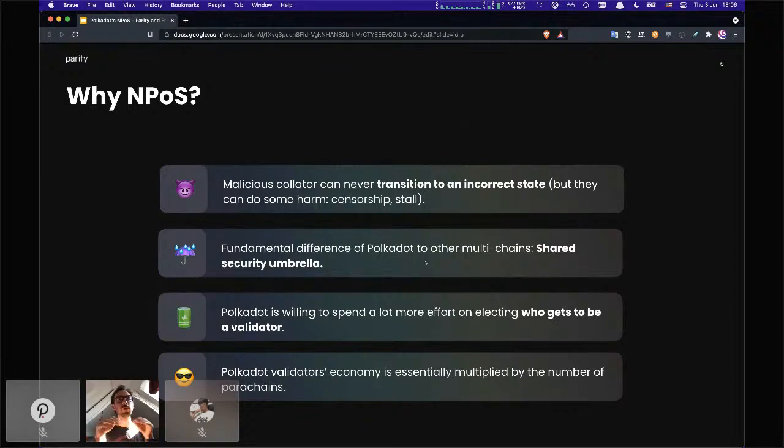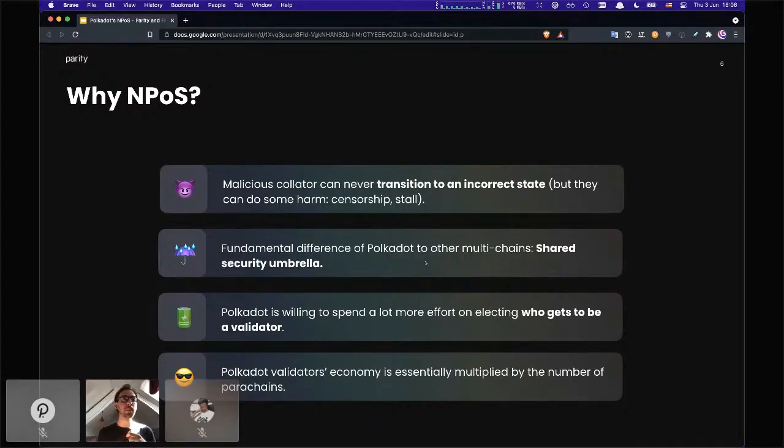So if the relay chain is really secure, all the parachains have the same degree of security. And this is also very important when they interact with each other. And this is fundamentally different from another multi-chain paradigm, where each chain needs to bring in its own validator set and therefore has its own security guarantees.